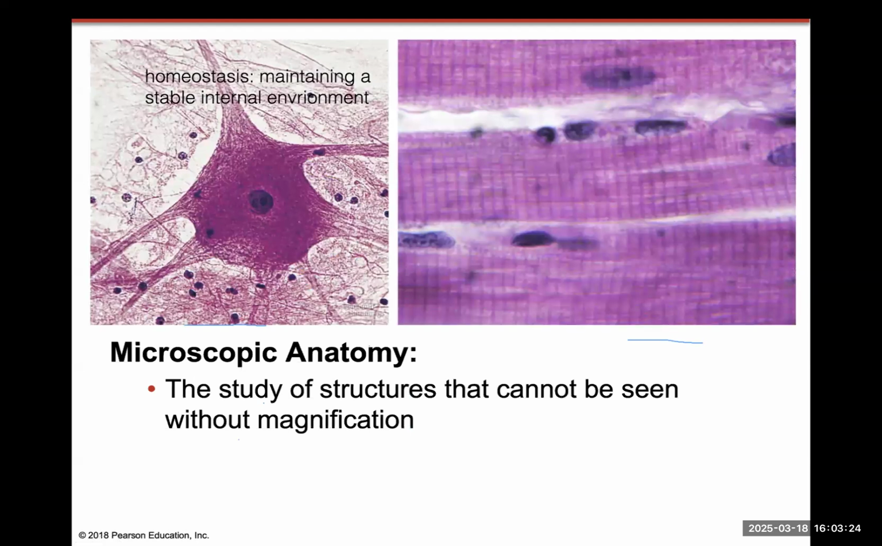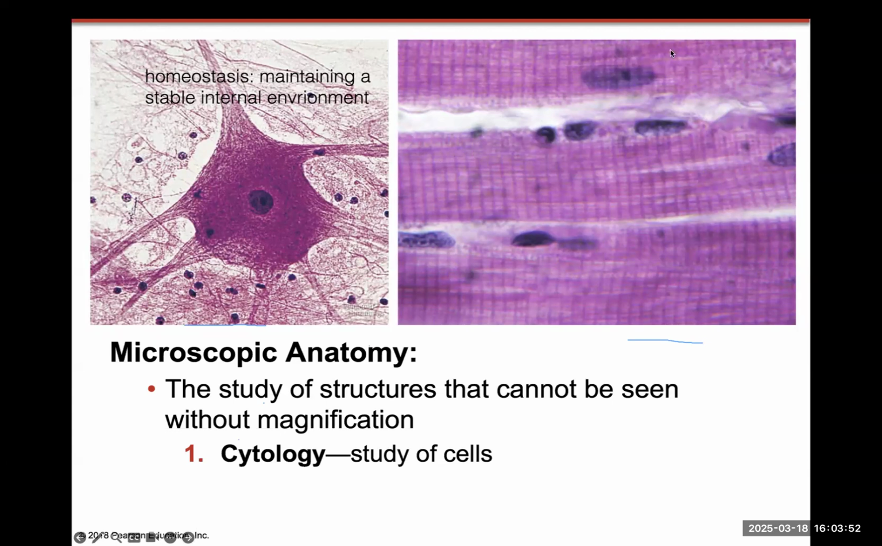So this is called microscopic anatomy. Micro stands for small. In anatomy, we use microscopes to look at smaller things. So it's the study of structures that cannot be seen without magnification, and we need to use microscopes for that.